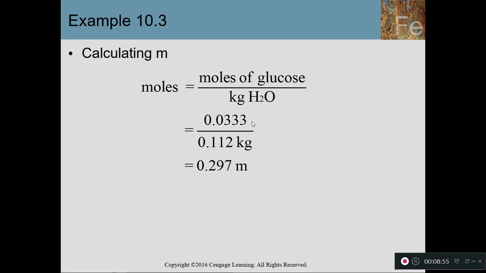0.0333 divided by 0.112, you get a molality of 0.297 molal. It just tells you this is a pretty small amount, a little under 30% ratio of moles to kilogram. And it's weird because it does relate mass and number of moles, but it gets used in a lot of the colligative properties. If you come to AP, we'll talk a little bit more about some of the applications of using the molality as opposed to the molarity. We'll use molarity a lot more in chem too.